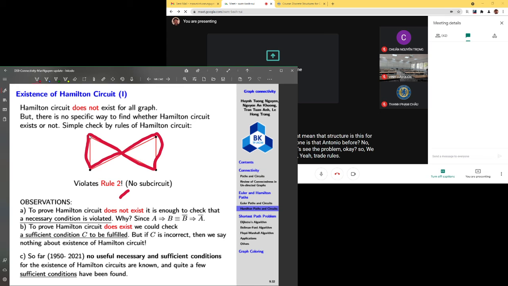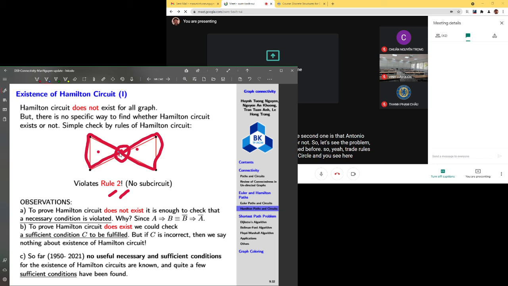So the second rule says no Hamilton circuit exists, because you see this one contradicts what we defined for the internal part here. The center here is already employed so many times, so that contradicts the definition. Okay.